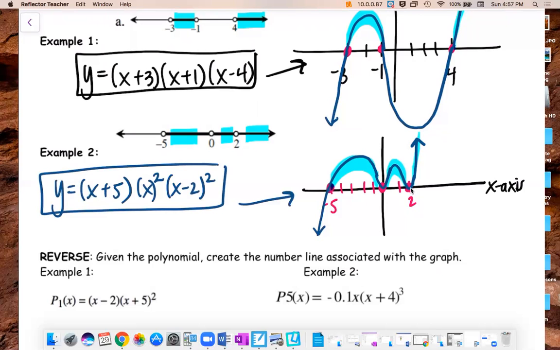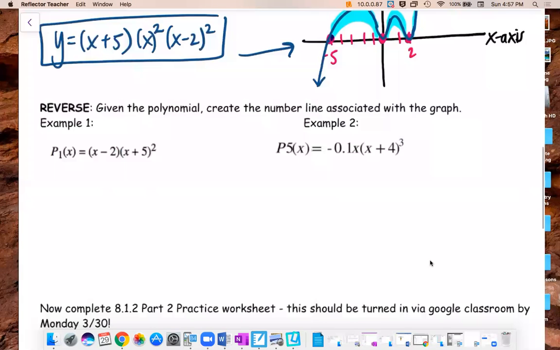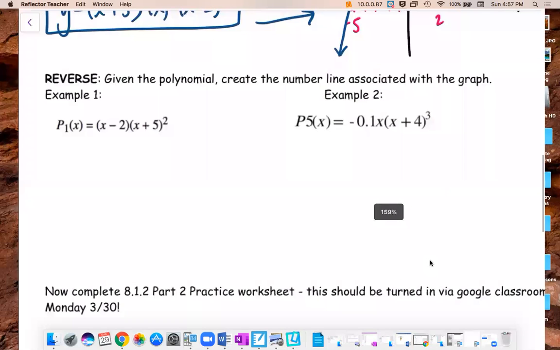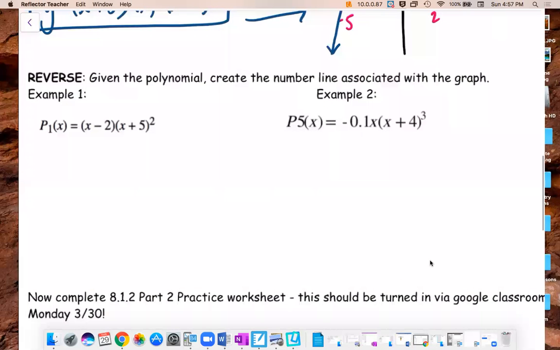Okay, now we're just going to reverse this. So I'm going to give you the polynomial, and I'm going to ask you guys to create a number line for that polynomial. Okay, so first thing we probably want to do is just sketch what this looks like. So I'm going to sketch myself a little graph.